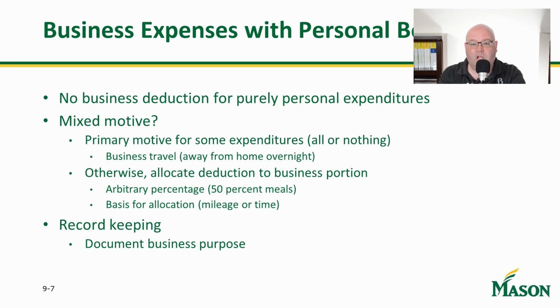So otherwise, deduct the business portion. Arbitrary expense percentage is 50%. The basis for allocation is going to sometimes be mileage or time. For example, if I'm going to take a business trip and drive from here to Abilene, Texas to do business, and then after that drive to Lubbock, hang out with my buddy, then come back to Abilene and drive back home, what portion of that is deductible? Well, it's going to be based on the mileage that I have as a result of all of that. Okay. Record keeping: document the business purpose.